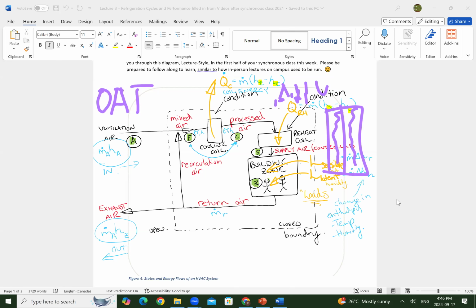All right, so that's my description of this system. But what I also want to tell you is the thermodynamics of the system. So you need to be able to relate each section here, each section A, E, C, S, and Z, to the enthalpy curve. And that is something that we are going to figure out together.